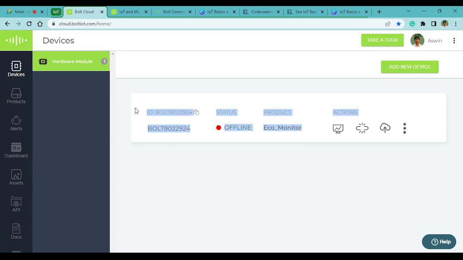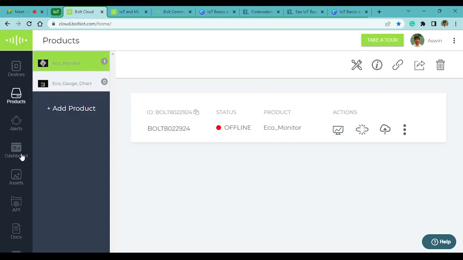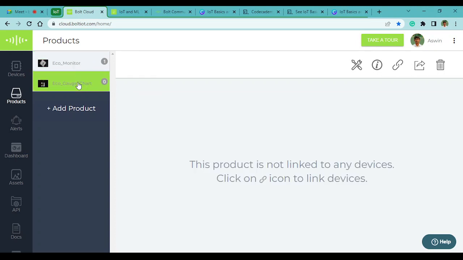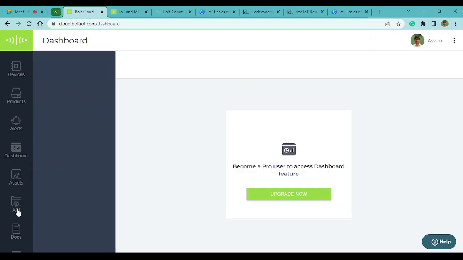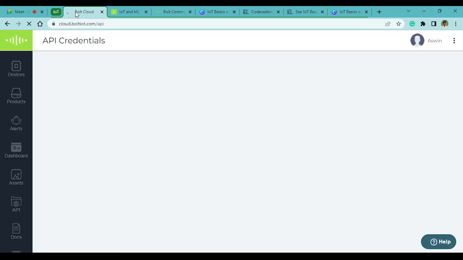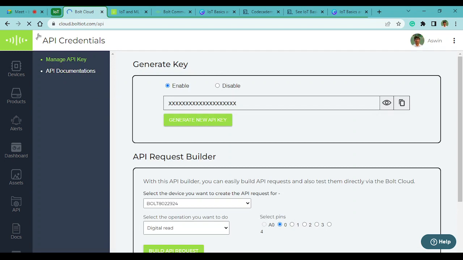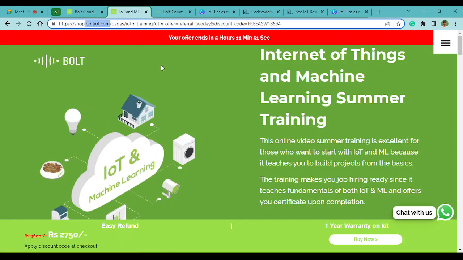So before this I was using this for this eco monitor only, to handle that data. Here you can upload your code and reuse your code again and again. In this there are also 2 projects. There's the dashboard, there's the API, and so on. So much in this training that they provide you.